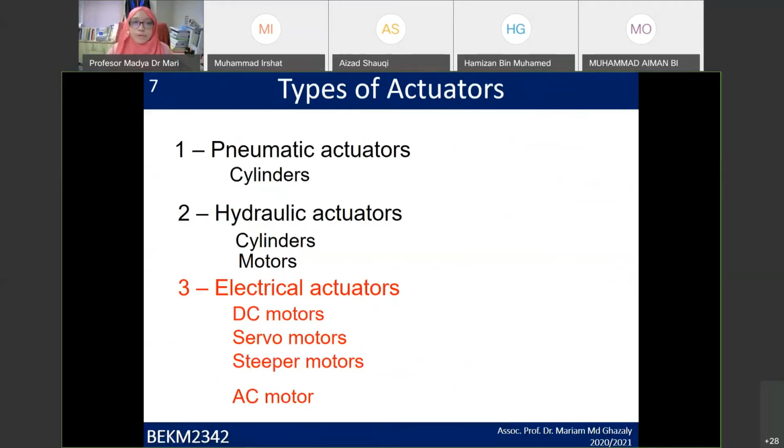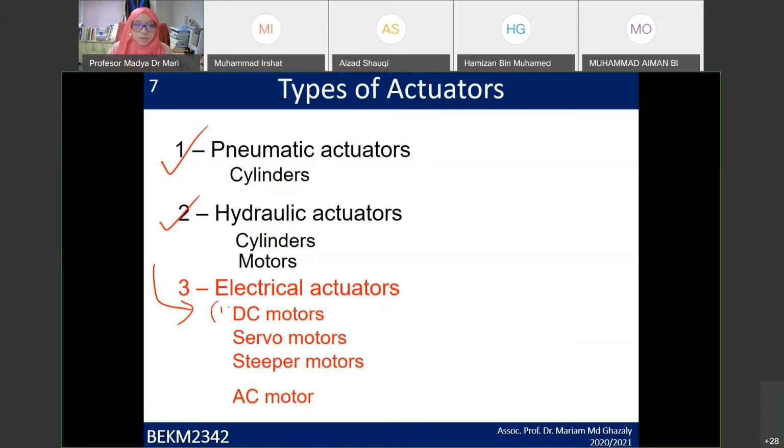So next we are going to continue with the electrical actuator. What we have done before was the pneumatic actuator, hydraulic, and then of course mechanism. But I didn't write mechanism out here because mechanism is applied to all of these actuators: pneumatic, hydraulic, and electrical. For today, we're going to look at the electrical actuator. Since you are from the faculty of electrical engineering, you should know more about this electrical actuator.